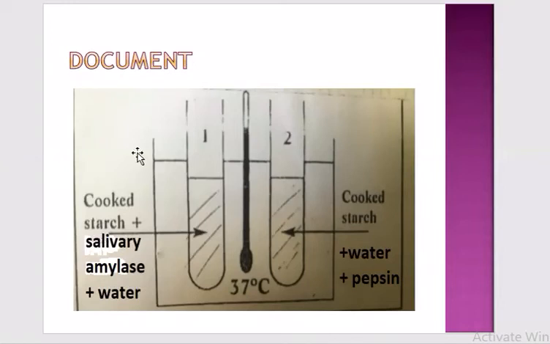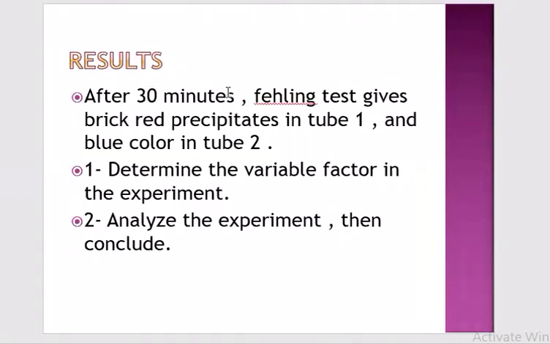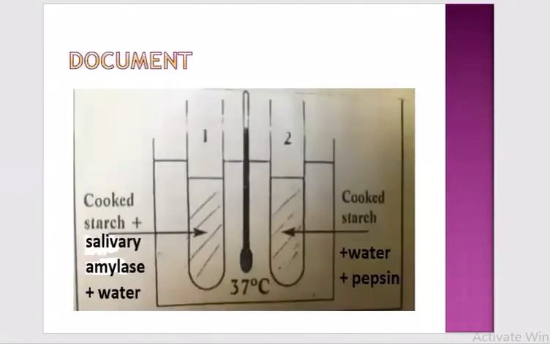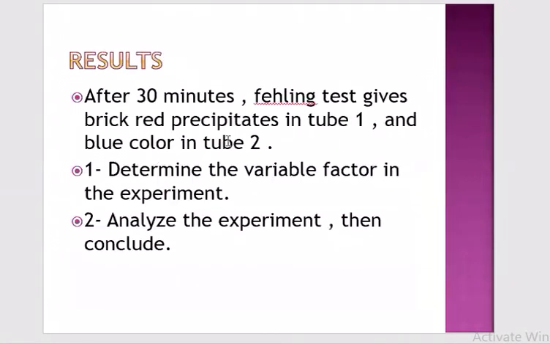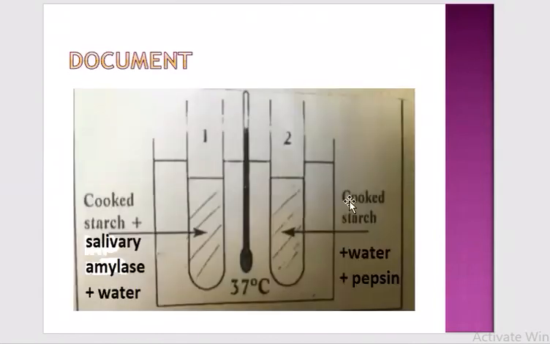أكيد لما أكون أنا عم بعمل analysis لازم استعمل شو the term while. So, after 30 minutes بلش من هون بالresults. After 30 minutes, Fehling test gives brick red precipitates in tube 1, which contains cooked starch and salivary amylase. While Fehling test gives blue color in tube 2, which contains cooked starch and pepsin. Okay?